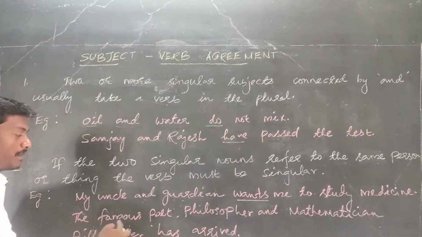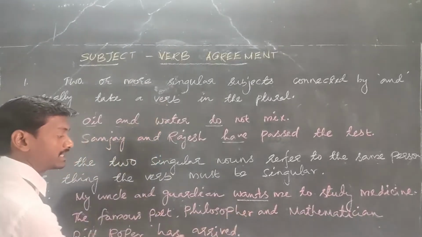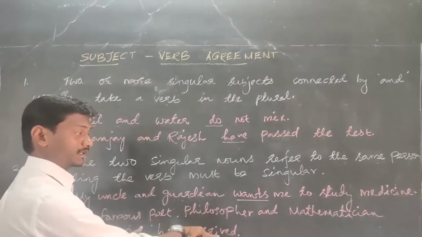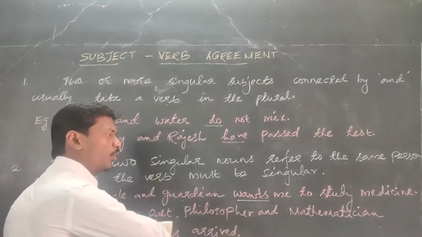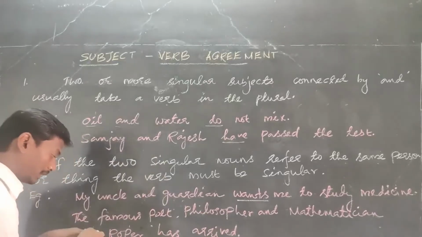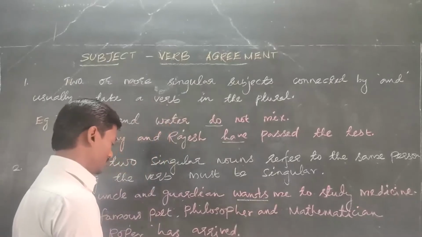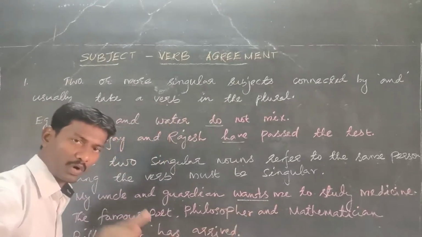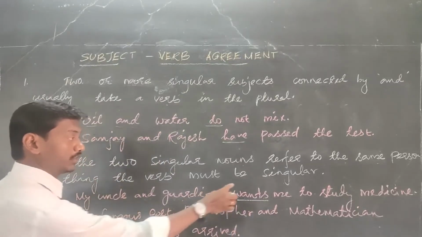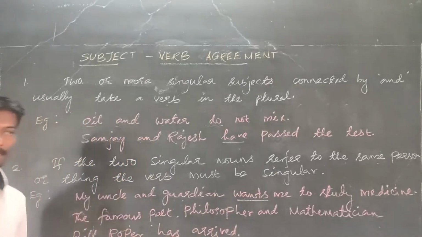Next, the famous poet, philosopher and mathematician Bill Roper has arrived. Famous poet, philosopher, mathematician. Who are those? Only one person, that is Bill Roper. He is the famous poet, philosopher, mathematician. These qualities belong to one person. That's why we have written here a singular verb, has.